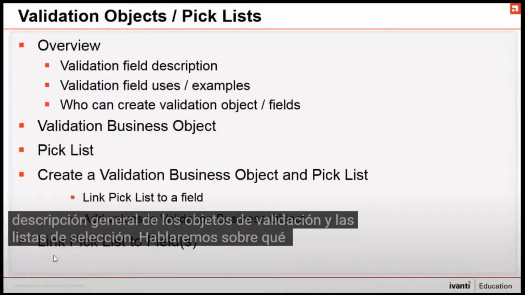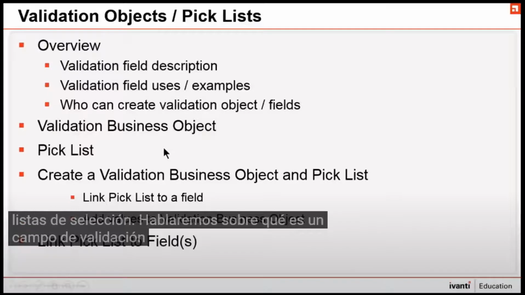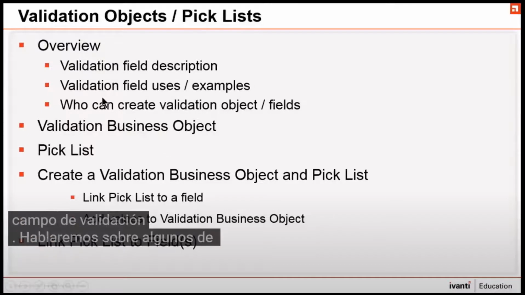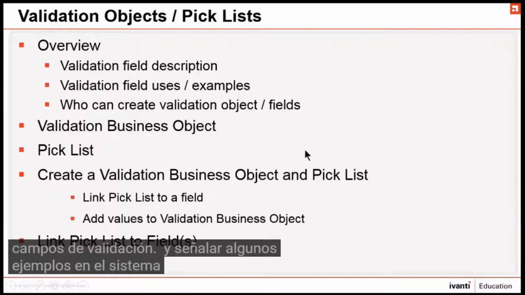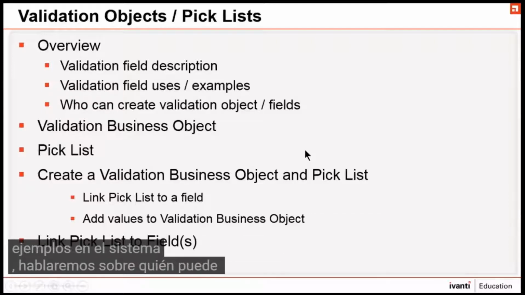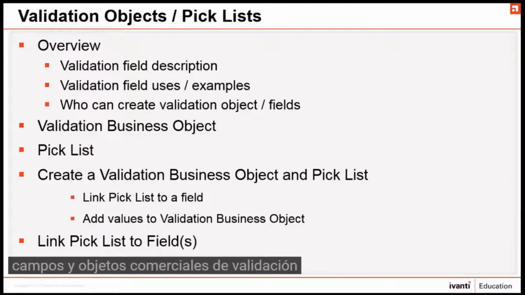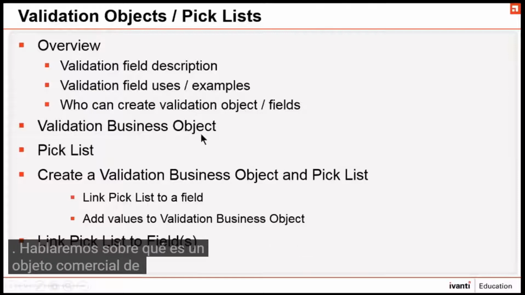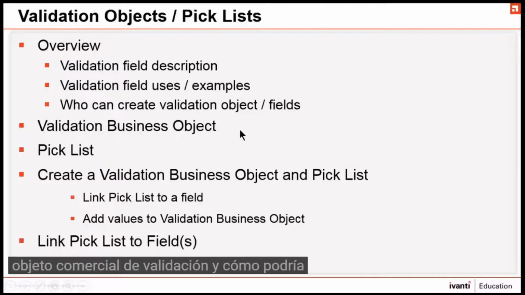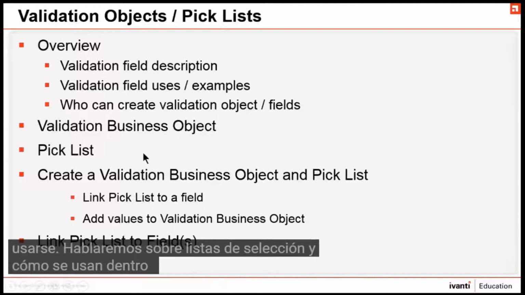We'll talk about what a validation field is. We'll talk about some of the uses for validation fields and point out some examples in the system. We'll talk about who can create validation business objects and fields. We'll talk about what a validation business object is and how it might be used. We will talk about pick lists and how those are used within the system.